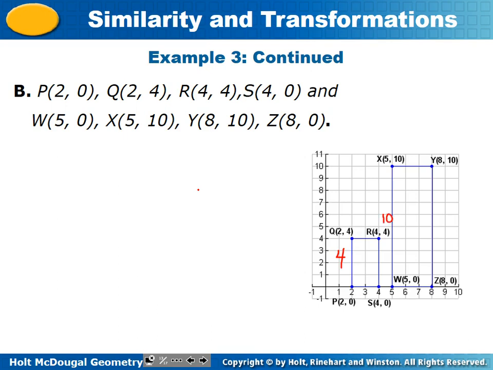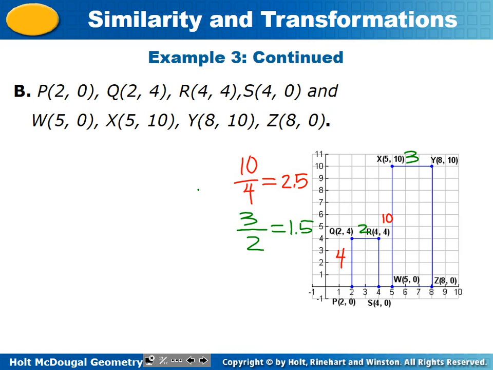So again, we're going to take our second image and divide it by our first image, and that gives us a scale factor of 2.5. Now we want to compare the other sides. So we're going to compare QR, which is 2, to XY, which is 3. Again, we're going to take our second image over our first image, and that gives us 1.5. So immediately everyone should notice that these are not the same scale factor.